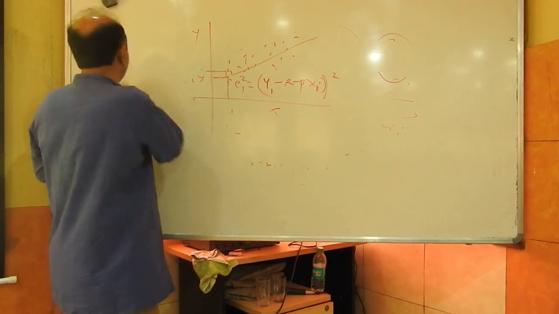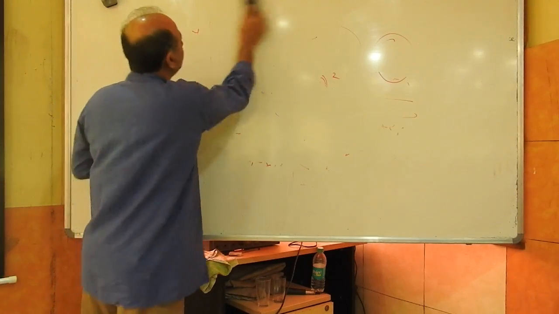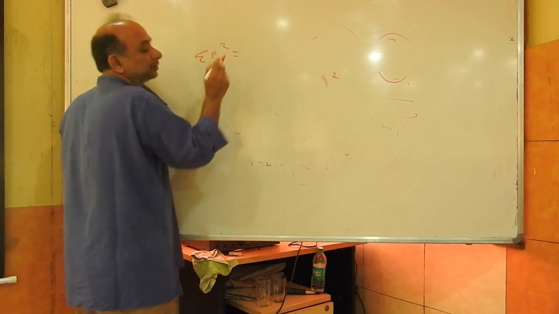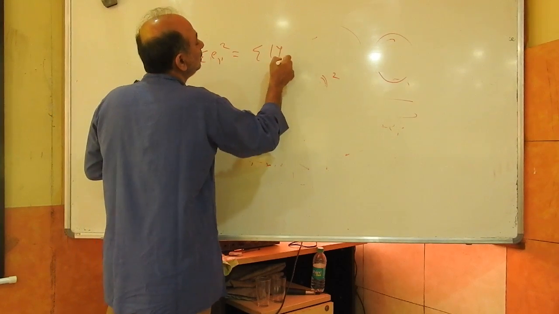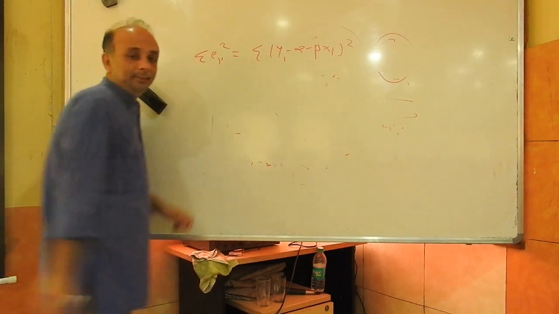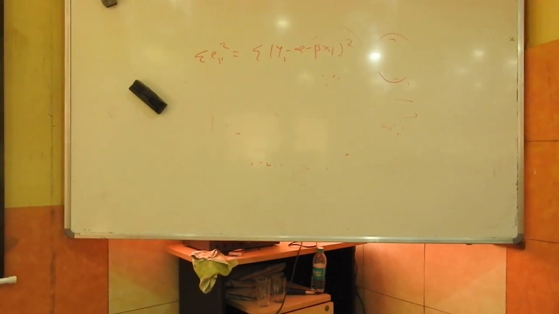So the point will be, and now I don't need this diagram anymore, I will get summation ei square is summation (yi minus alpha minus beta xi) square. The point is, I have to choose alpha and beta to make this distance as small as possible. I have to choose alpha and beta to make this distance as small as possible. Right, so I write. So how do I do this?